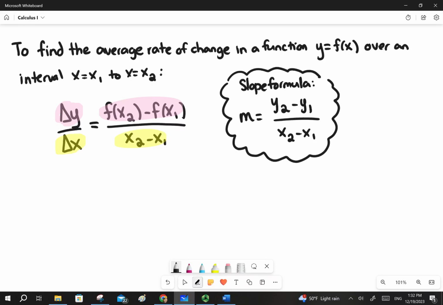We've seen one example of calculating an average rate of change from a function described in words. Next, we'll look at how to calculate average rates of change from functions given by graphs, tables, and formulas.